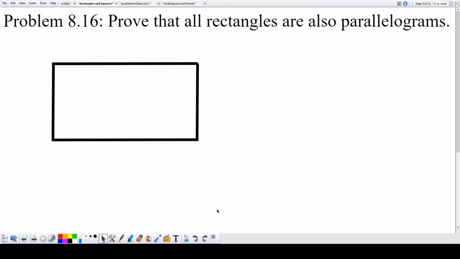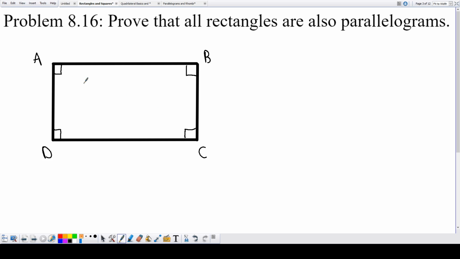Alright, now let's start our next proof involving rectangles. So, this problem, 8.16, asks to prove that all rectangles are also parallelograms. Well, first let's state all the things we know about rectangles so far. So, let's say we have this rectangle A, B, C, D, and all the angles are right angles based on our answer to the last problem, 8.15.